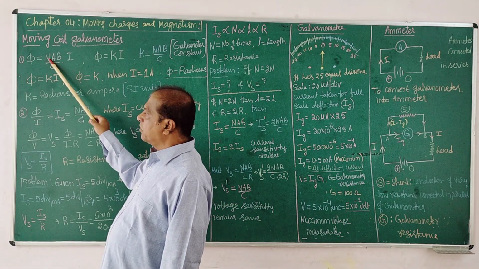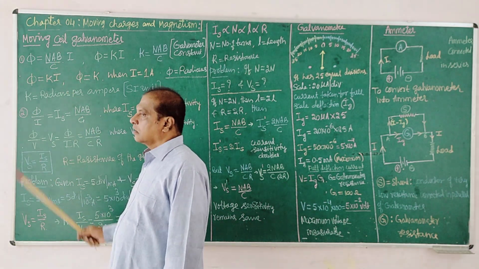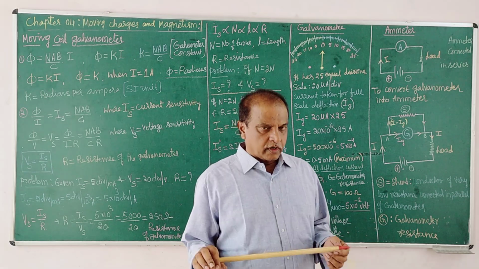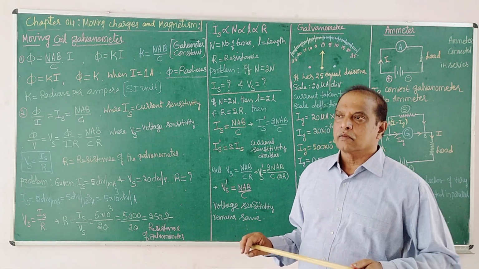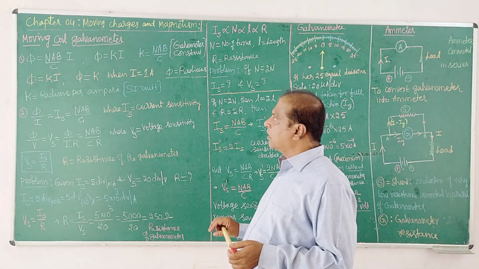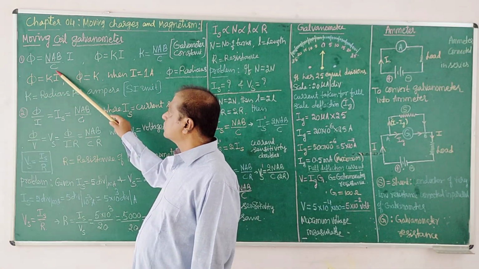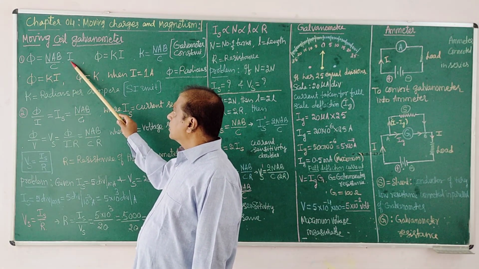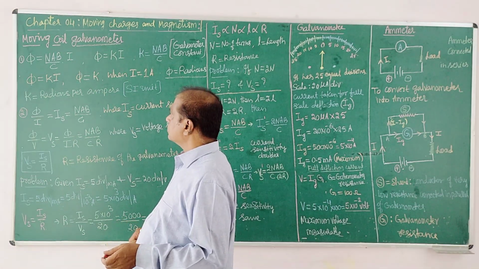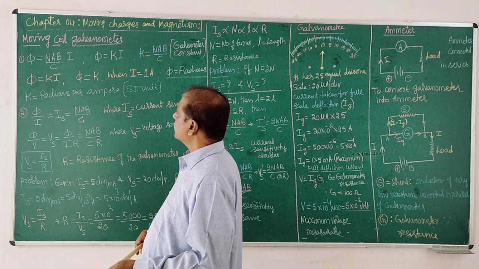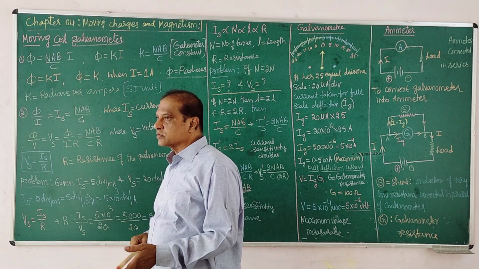N stands for number of turns on the coil. A, area of cross section of the coil. B stands for the applied magnetic field on the coil. C, the spring constant. And I stands for intensity of current flowing through the galvanometer or the coil. In this equation, the deflection is a function of these parameters.